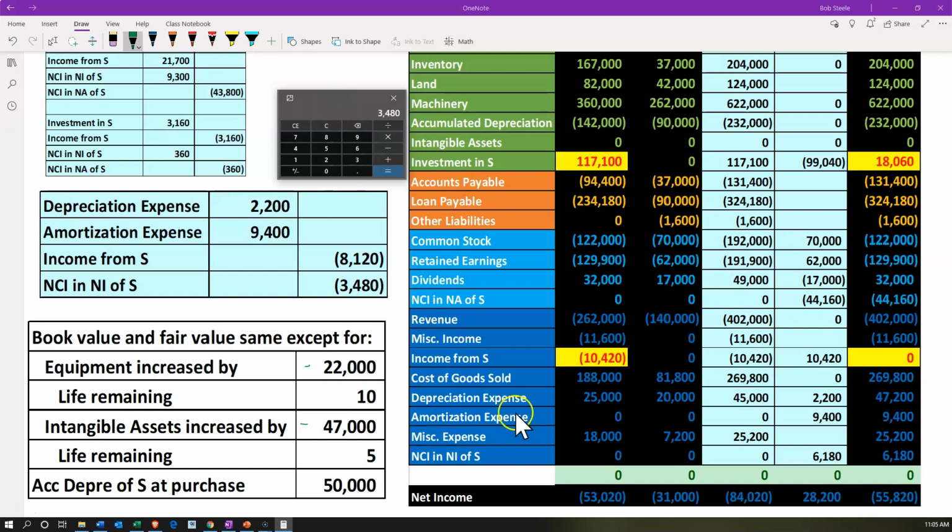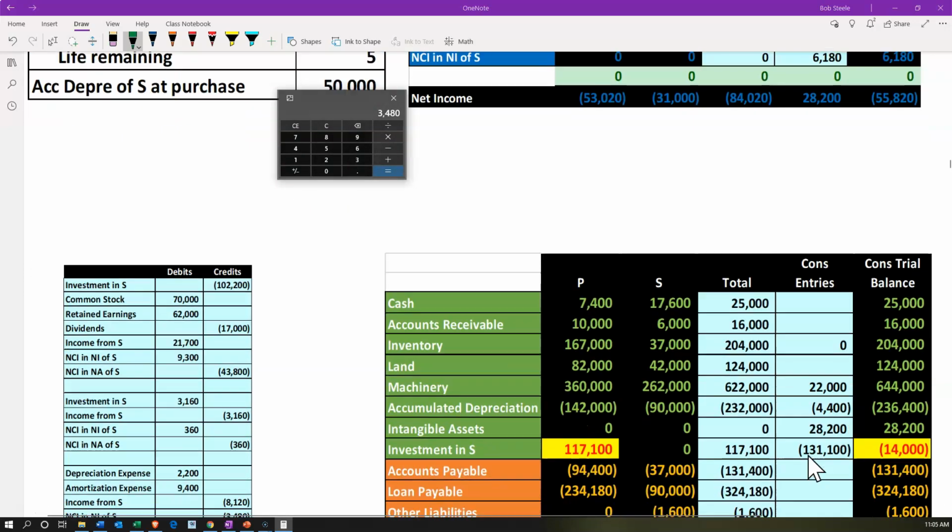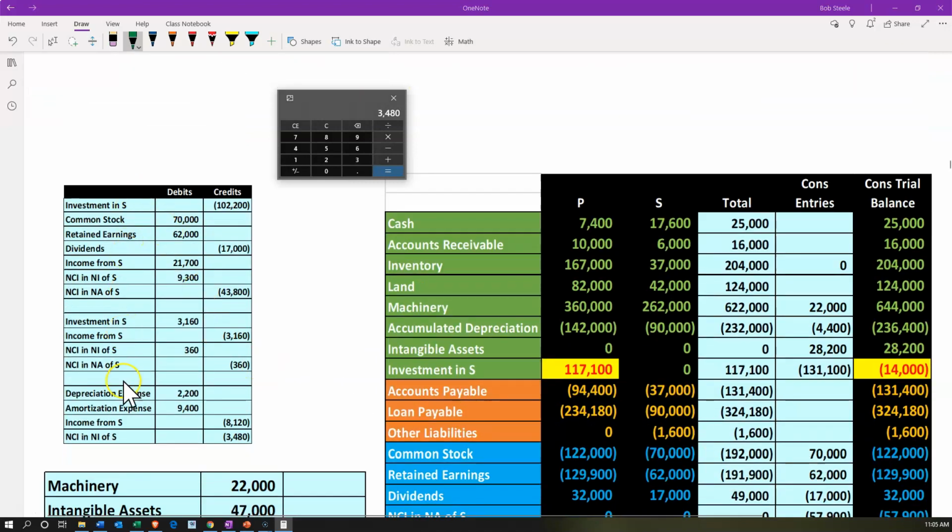Posting this out, of course, increases the expense accounts. Then we allocate a portion to the income from S, bringing it to 0. So we've done everything there to bring it to 0. That's good. The other side goes to the non-controlling interest account. Okay, next. This is what we have done thus far.